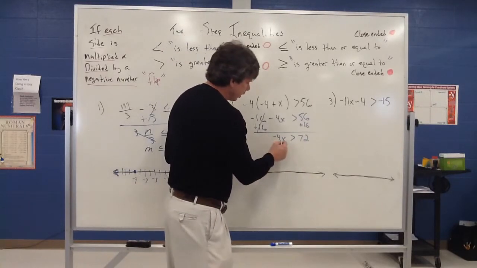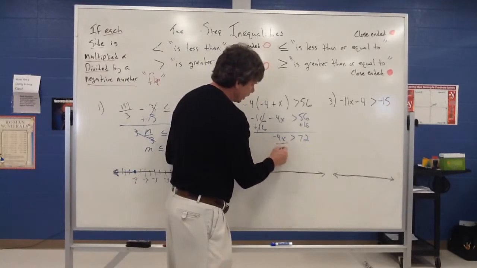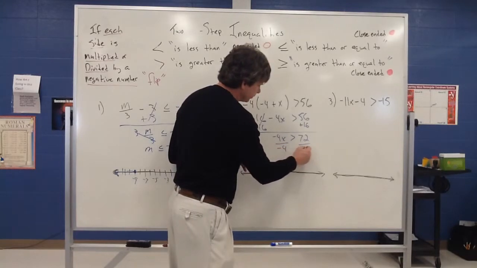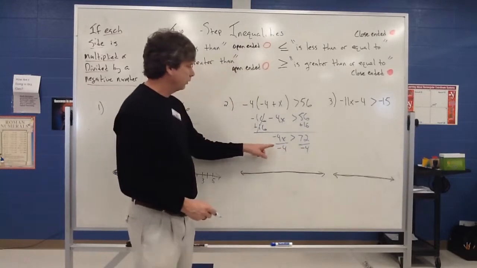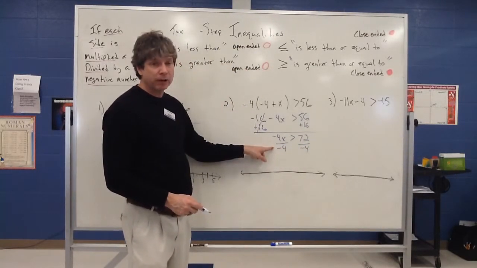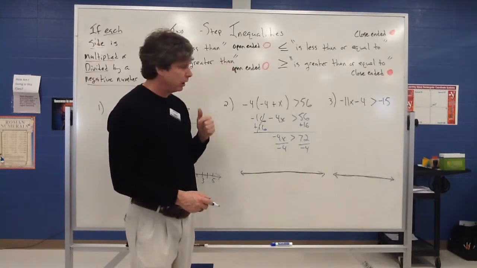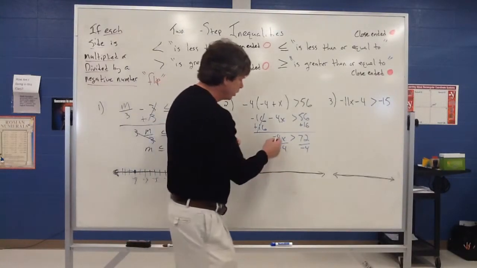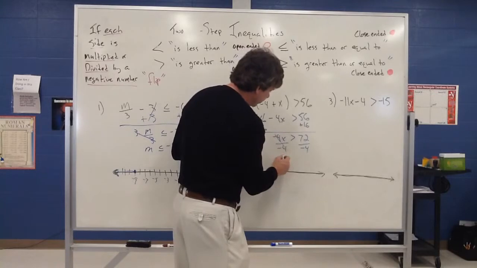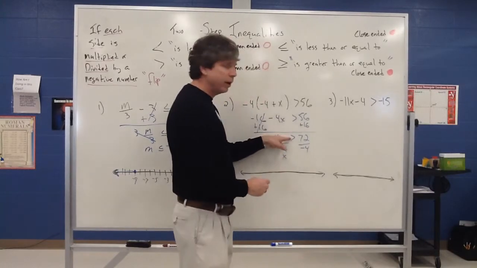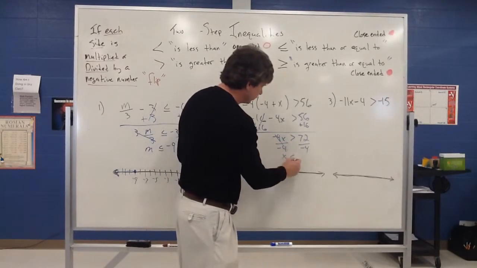Now to get rid of that x by itself, I have to get rid of that negative 4. I've got to divide each side by negative 4. Notice again, I divided both sides by negative 4. That's that signal that I have to flip the sign. So my next line is, I'm going to mark these negative 4s out. I have x. Instead of the greater than symbol, I'm going to flip it to a less than symbol.